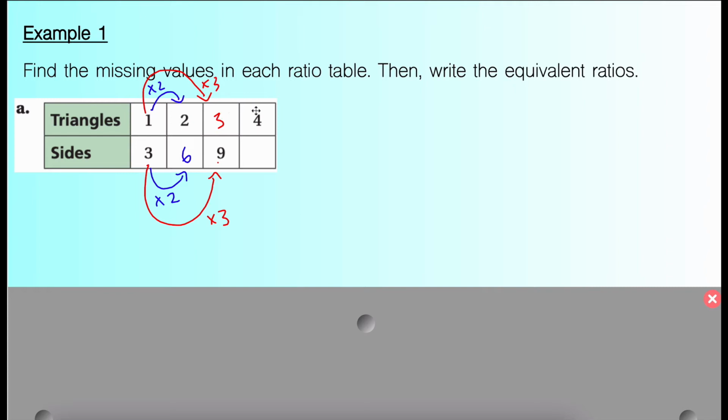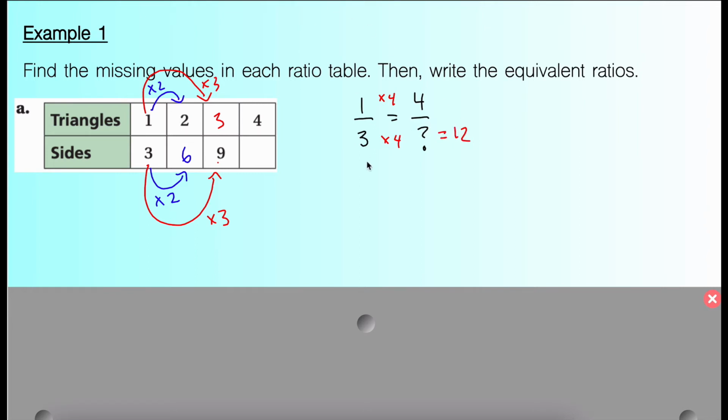The last ratio is a 4 to something, and I see two different ways that I could get there. One way is I could start with this 1 to 3 and use it to get to the 4 to something ratio. To get from 1 to 4, I could multiply by 4, right? 1 times 4 is 4. 3 times 4 would tell me that the missing value is 12.